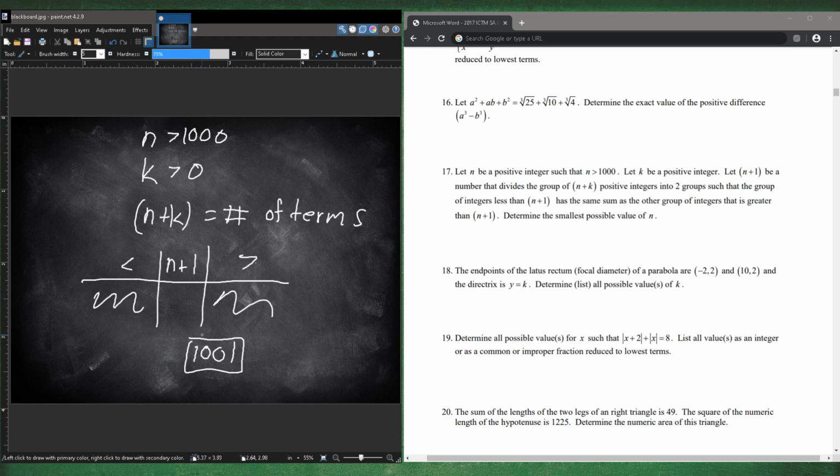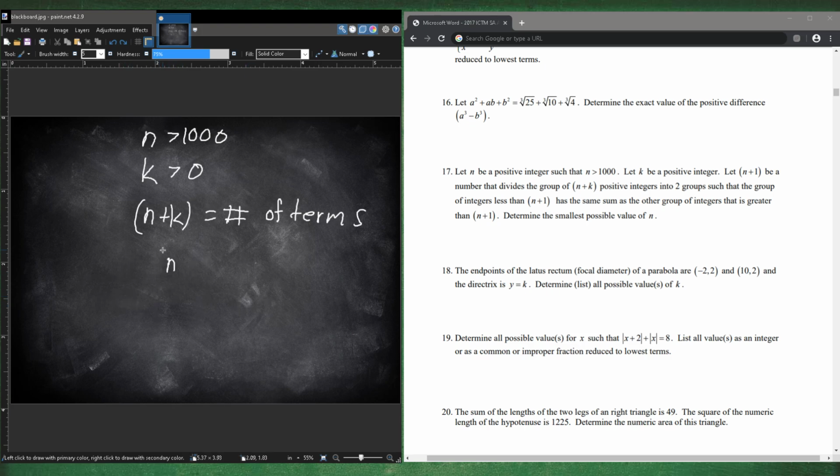And the reason is because it's actually never specified in 17 what the elements of the group are. Because they said there were two groups of positive integers, but we don't know what those integers are, so we can't really put anything. Because theoretically, if we said our n was 1001, right? And let's just say our k is equal to 1, right?